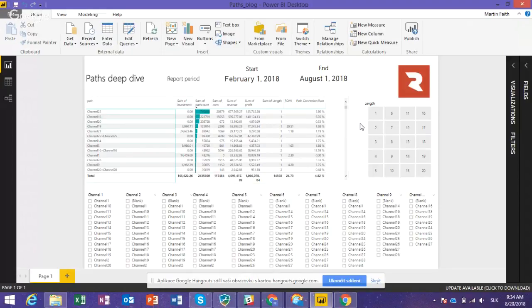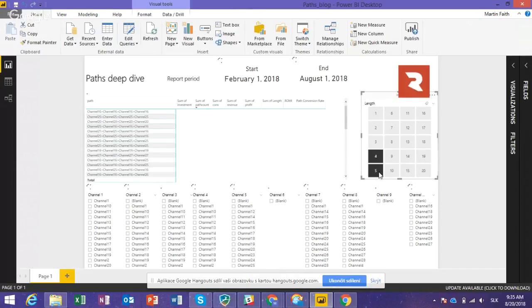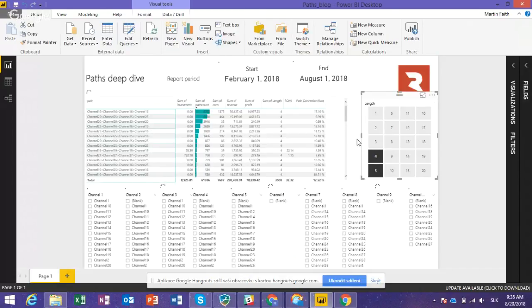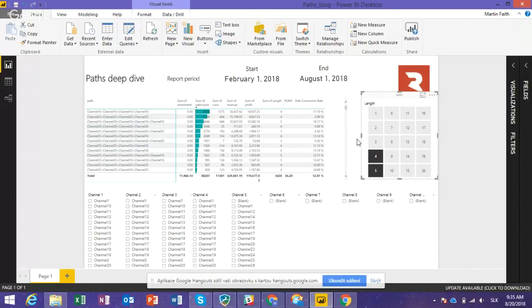On the right side of the table, there is a slicer with these little numbers, and these numbers mean the path length. If we have selected all of them, we are looking at all of the lengths. But if, for example, we are interested in path lengths of 4 and 5 touch points, we can select 4 and 5 from the slicer, and we will be looking only at paths of these selected lengths. Still, the table stays ordered by path count, but we can change that.